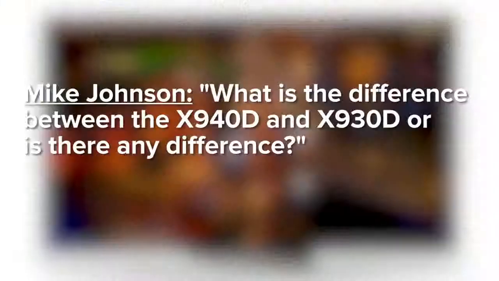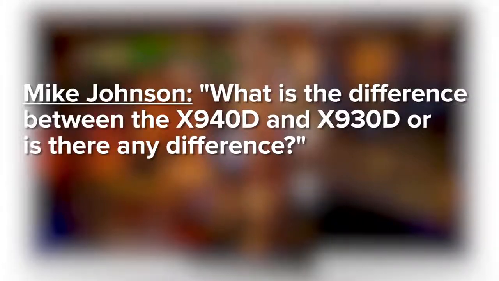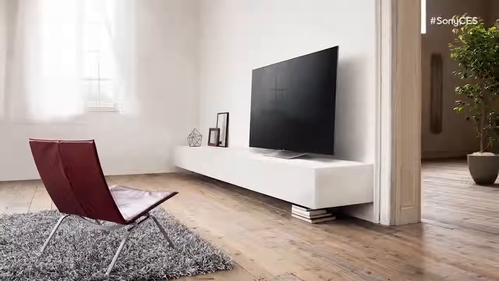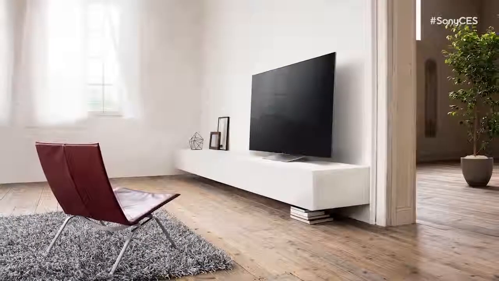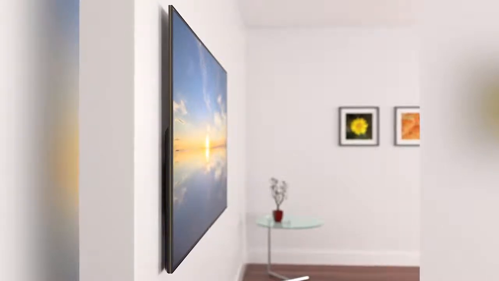That is right. So let's get right to it with the first question from Mike Johnson, who asked, what is the difference between the X940D and the X930D, or is there any difference? It's a good question. The biggest difference is the backlighting. The X940D is a full array local dimming LED TV. The X930D uses slim backlight drive, which is a new grid array backlight system to produce the contrast and brightness of a thicker full array TV on a super slim TV.